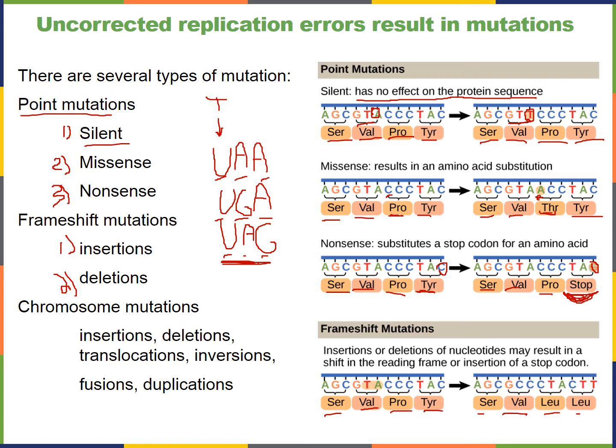And chromosome mutations can also include translocations, inversions, fusions, and duplications.